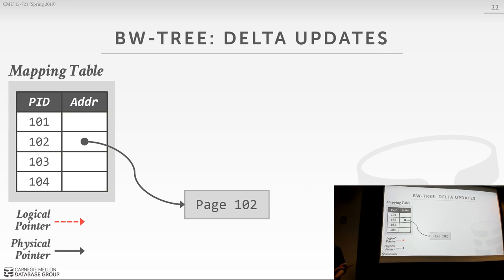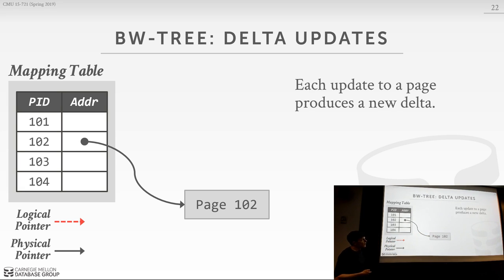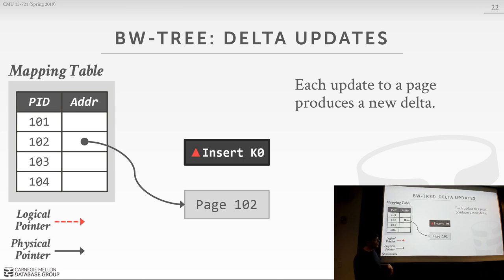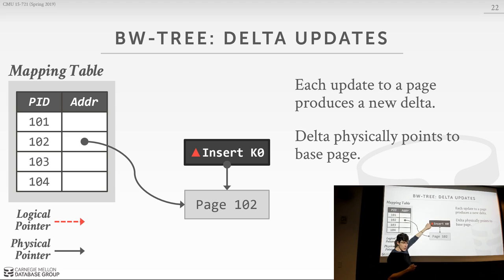Because we don't want in-place updates to our pages, we introduce delta chains, where we append modifications to the elements within a page to a linked list above it. Every time I want to update something in my page, I create a new delta record. In this case, I want to insert key 0 into this page, so I create a new delta record that records that I'm inserting this key. This delta record has a physical pointer to the head of the base page, whatever this thing's pointing to.